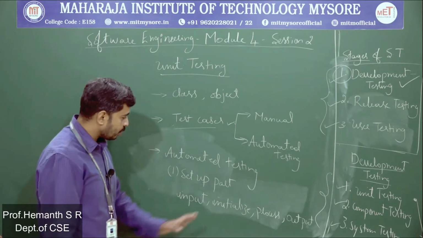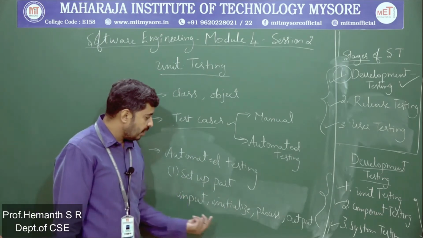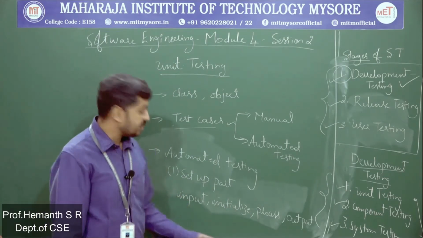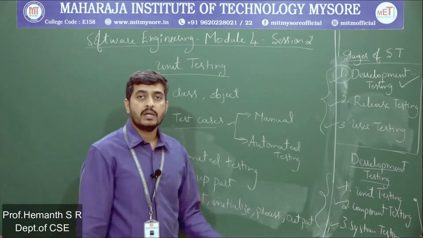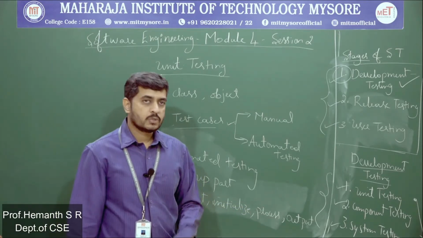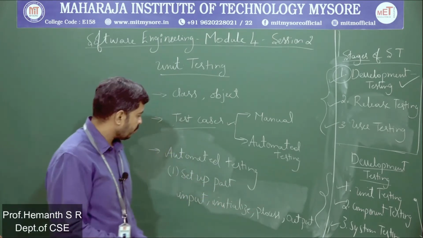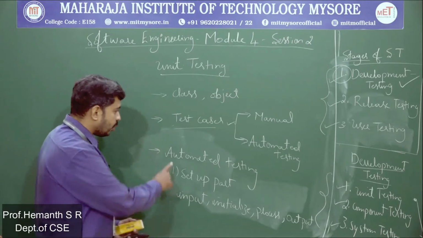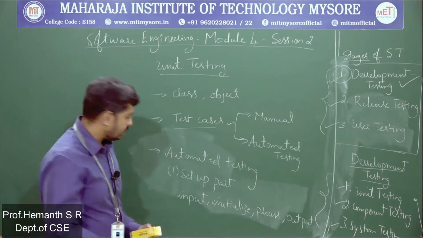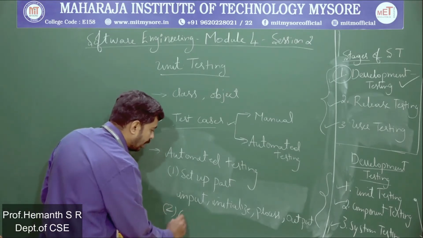And also for information, the tool itself can initialize itself. The tool itself can generate typical inputs and expected output. So automated testing tools are capable of doing this. Now this is the first part in automated testing, that is the setup part. The second part is the call part.